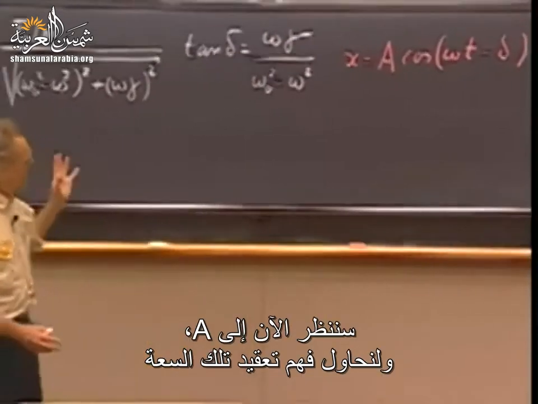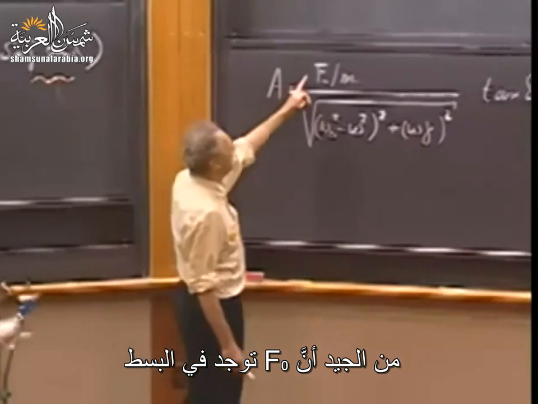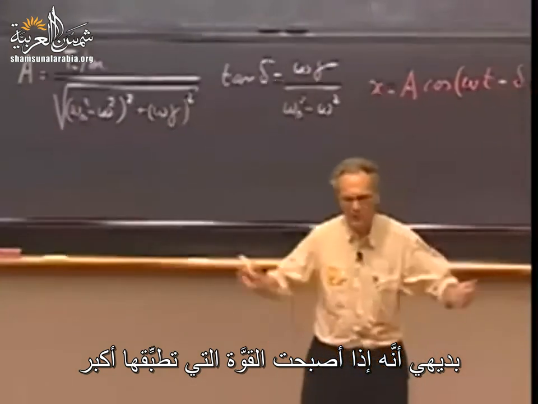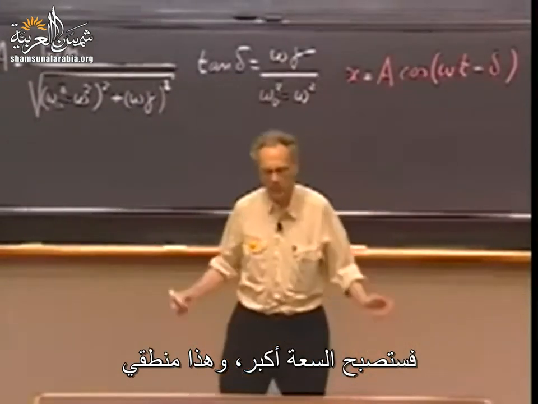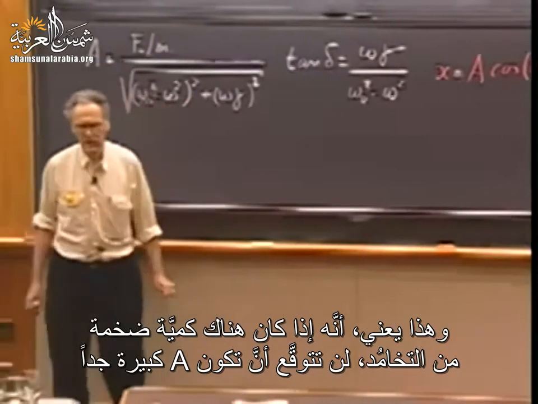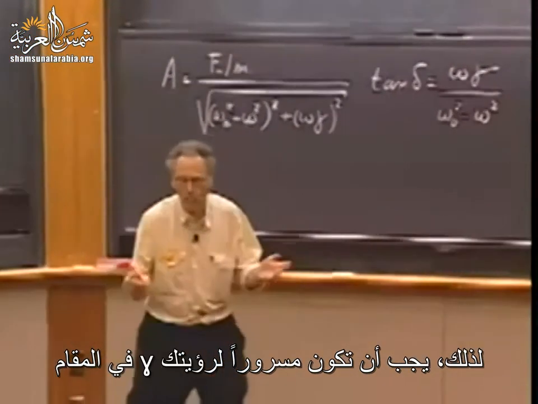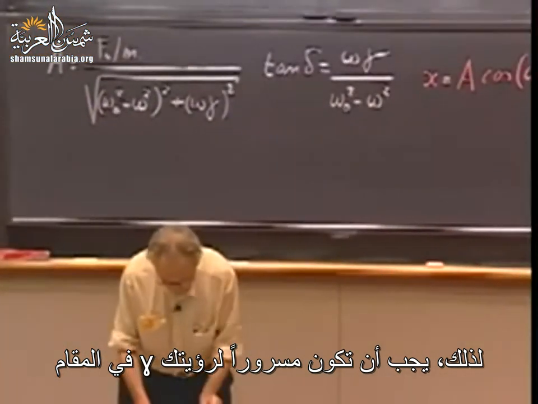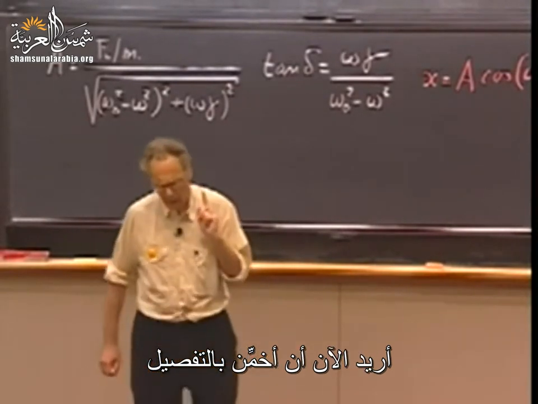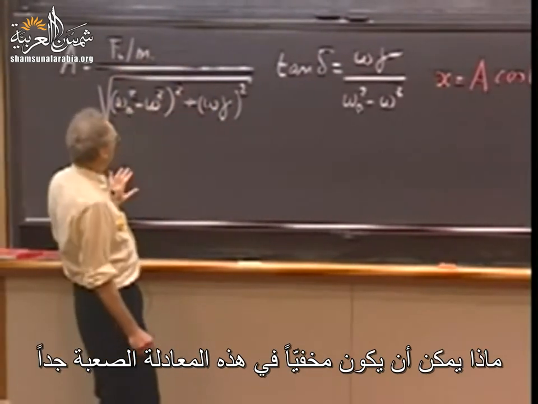So now we're going to look at A and try to understand the complexity of that amplitude. For one thing, it is pleasing that f0 is upstairs. It is intuitively pleasing that if the force that you apply becomes larger, the amplitude will become larger. That's reasonable. It is also pleasing to see that there is a gamma here downstairs. That means if there is a huge amount of damping, you don't expect A to be very large. So that's also pleasing, that you see a gamma downstairs. Now, I want to evaluate in detail what is hidden in this very difficult equation.